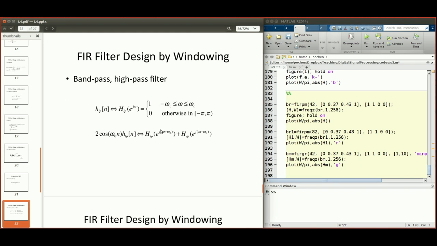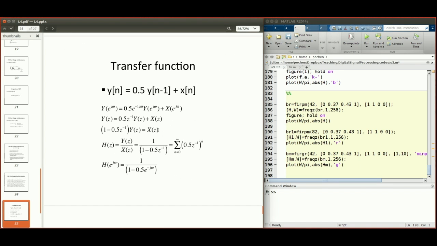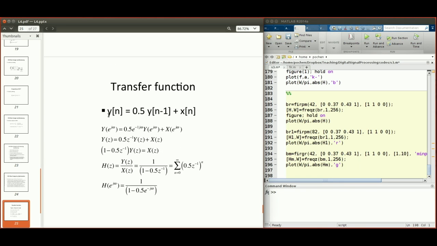A very simplified example, right? Let's look at this particular example. y[n], the output at the nth time step, equals y[n-1] times 0.5, that's half of the value of the previous output, plus x[n], the input signal at the current time step, right? And let's determine what's going to be the transfer function for this recursive formula. Let's look at the transfer function, the impulse response for this kind of a filter, right?